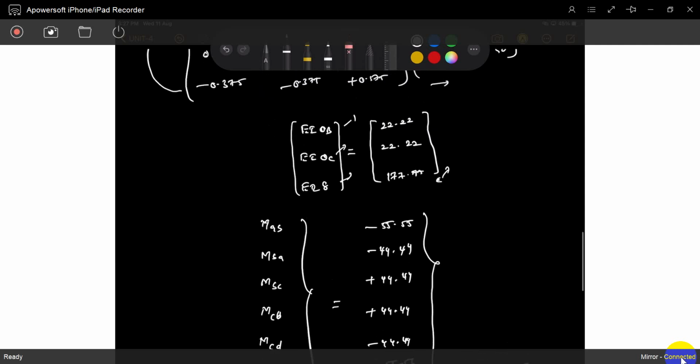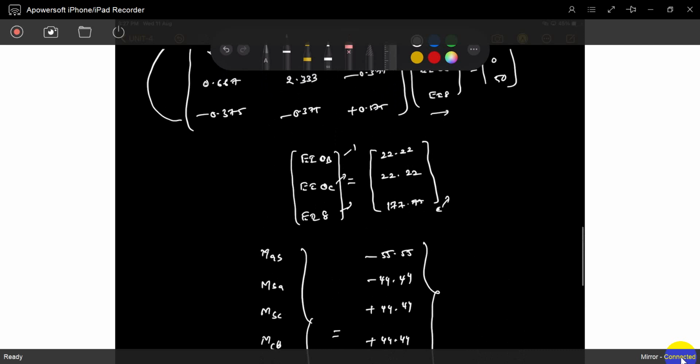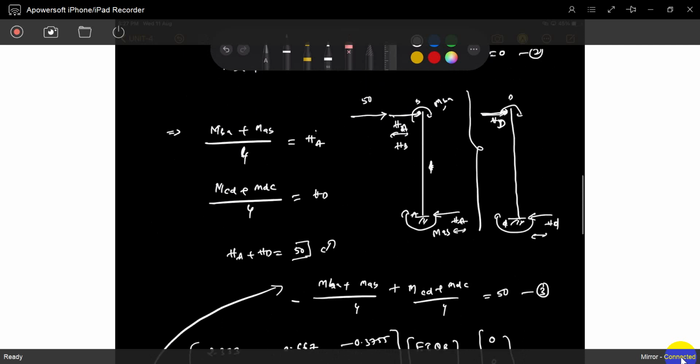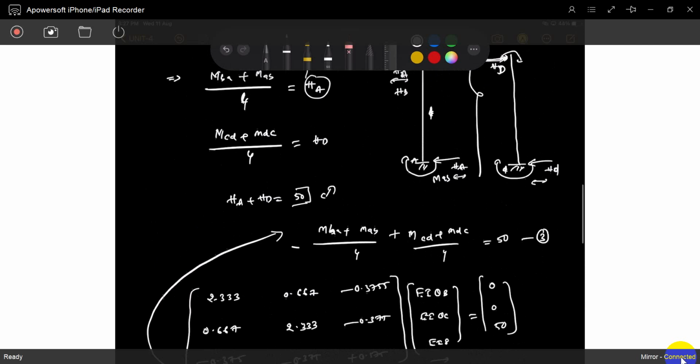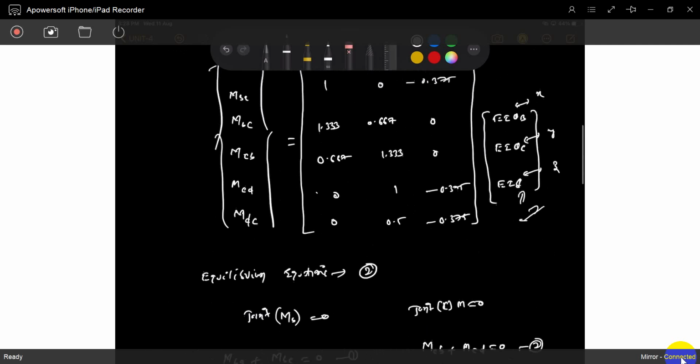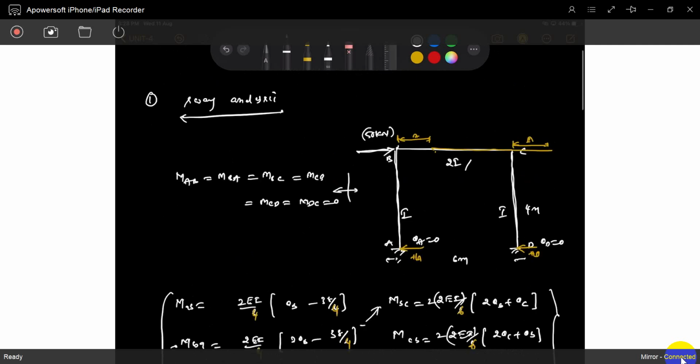And also if you know this value, EI delta by B, you will get HA. But this HA is what? MAB plus MBA by 4. So what is the H value? 55.55 plus 44.44 divided by 4. What is that value? 100 by 4 is 25. So now you can observe it. Now you can observe this total 50 is balanced by its 25.